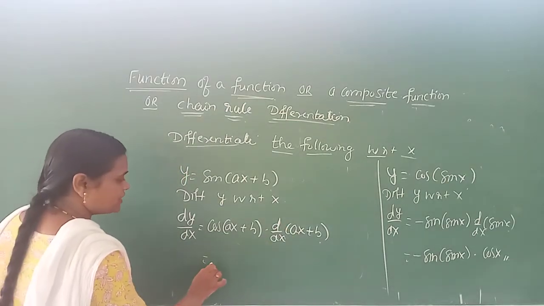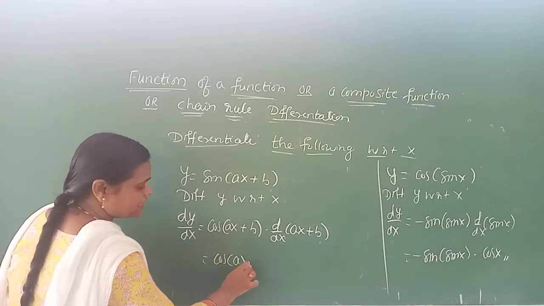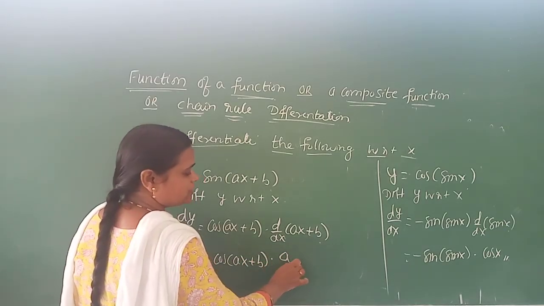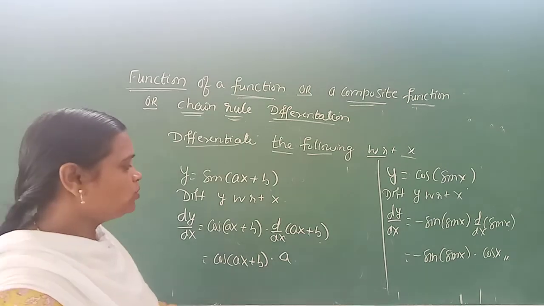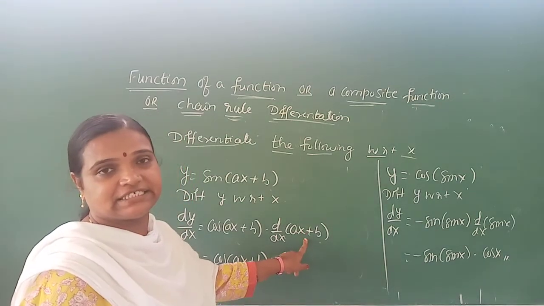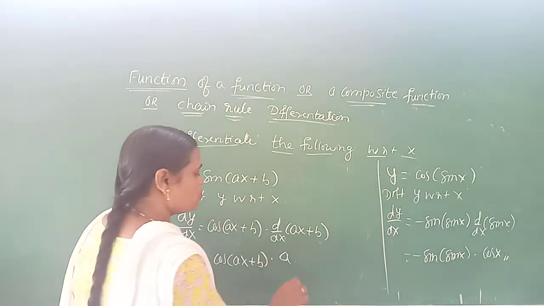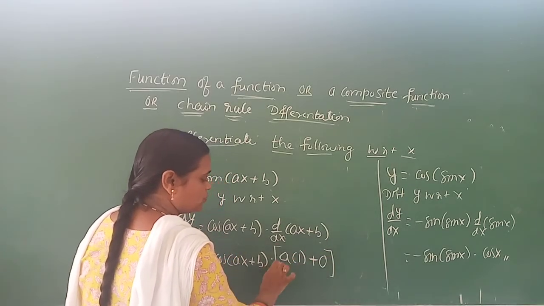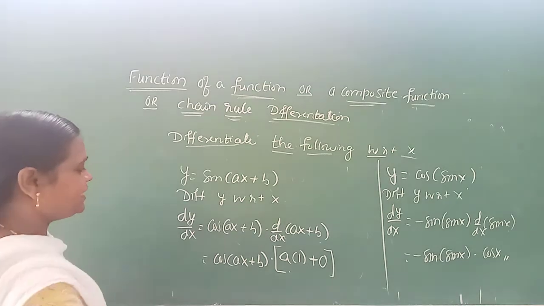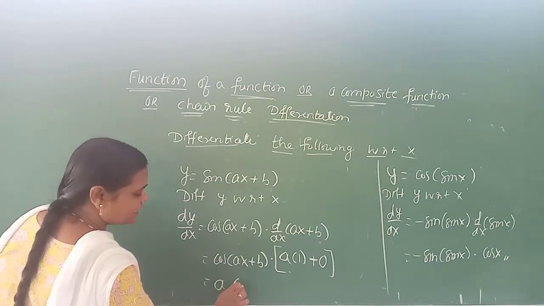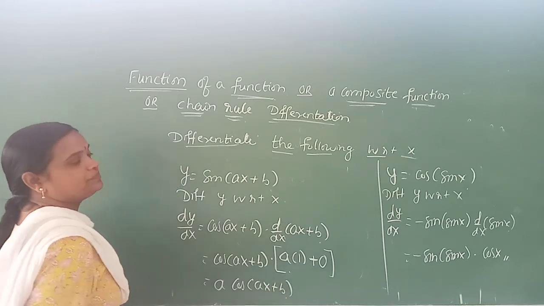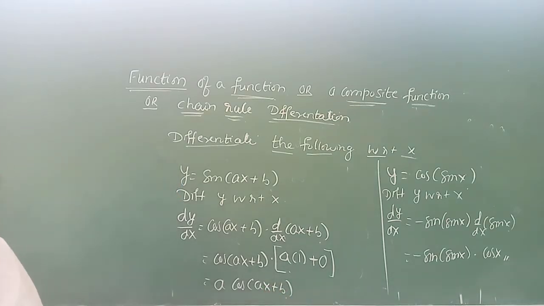Therefore we can write this as cos of ax plus b into a, as it is because it is a constant. Only do the differentiation of the variable x. X differentiation is what? 1, and b is a constant, therefore it is 0. Therefore, we can write a into 1 is a cos of ax plus b. A cos of ax plus b.